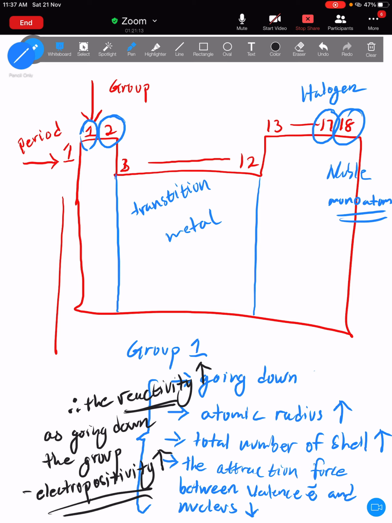Yes, as you are going down, the reactivity increases. What do you mean by reactivity? The tendency to lose electron increases. When you say the tendency to lose electron increases, that indicates the electropositivity behavior increases as well. Okay, those are the group 1 story. I hope you have written it down or you can screen capture this accordingly.